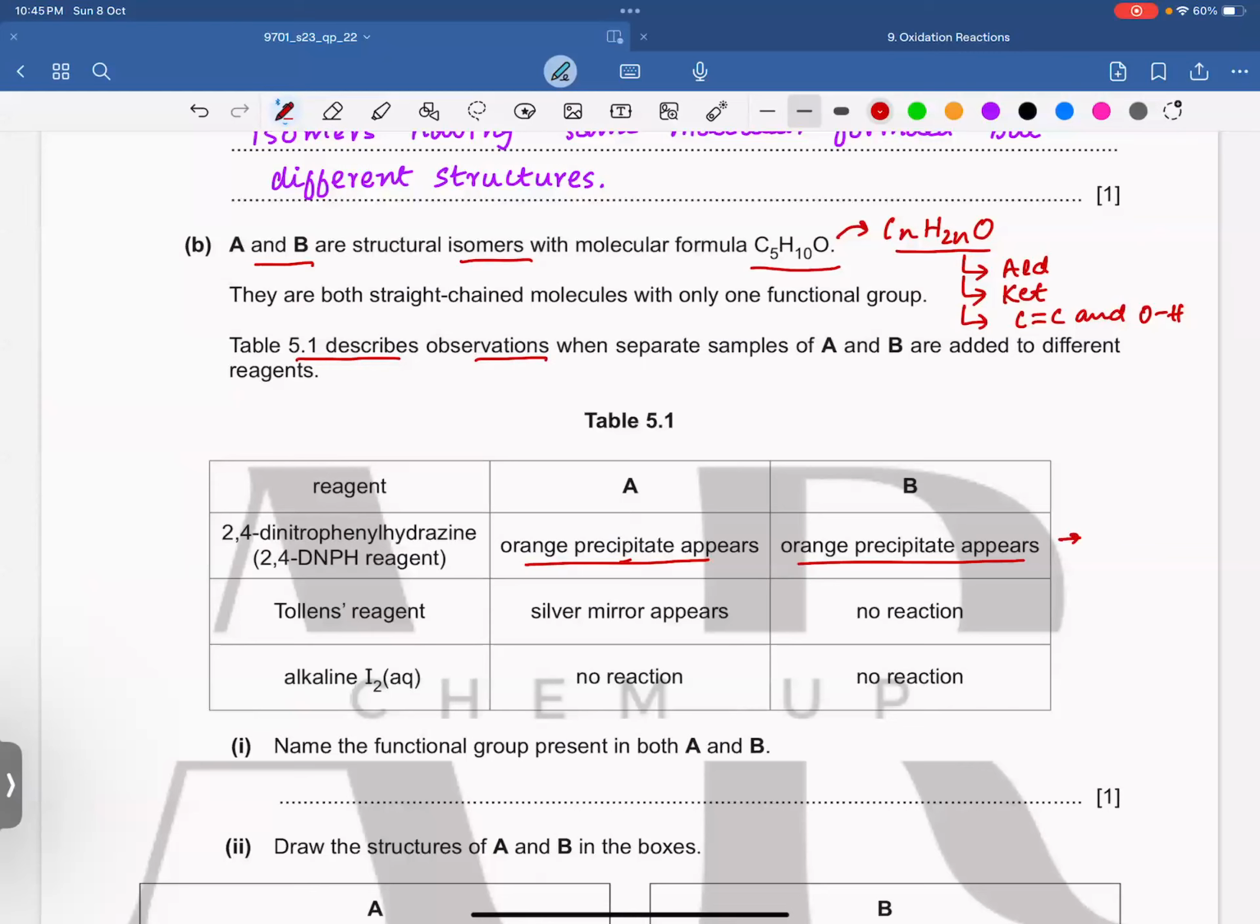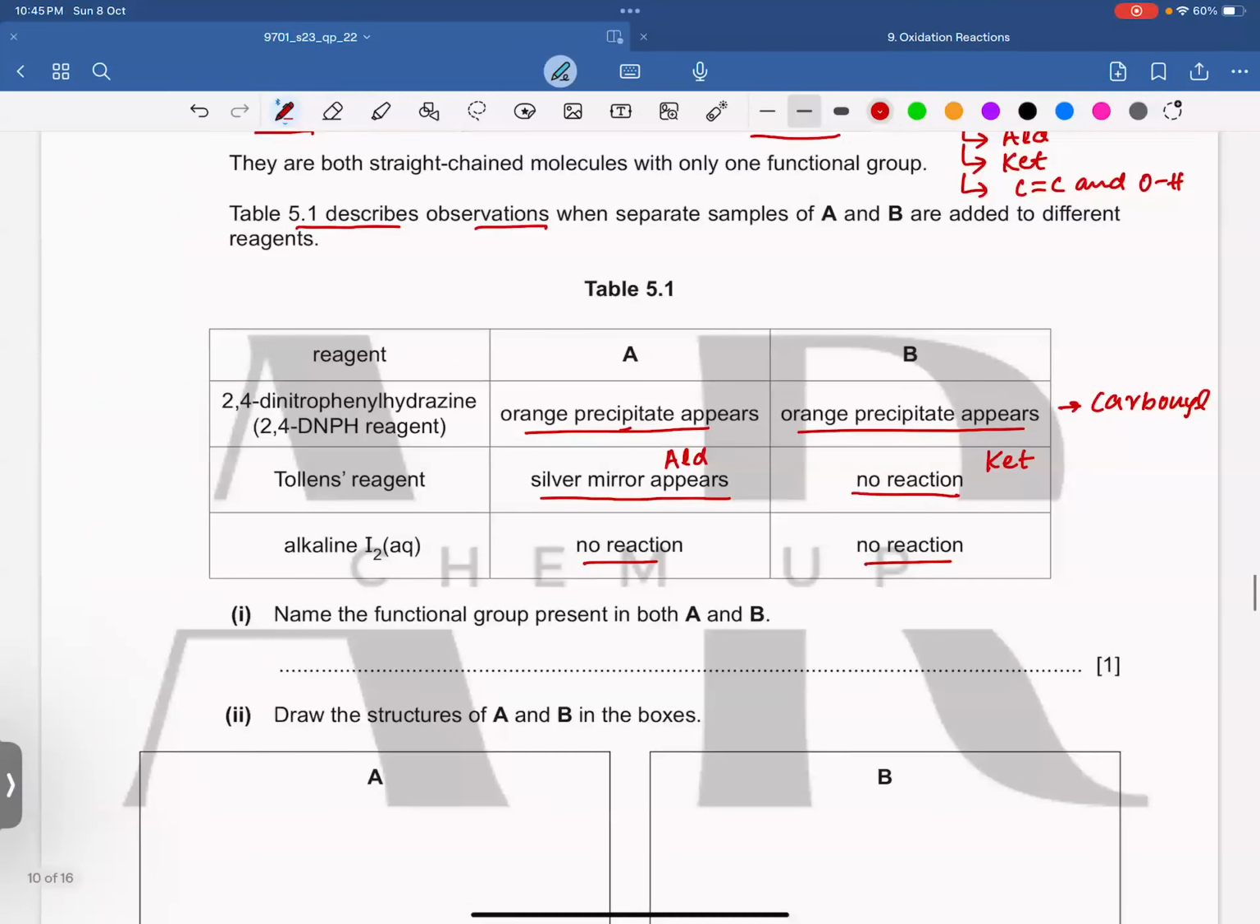So it means that both can be carbonyl. A is giving the silver mirror test positive and B is not. So we can then conclude that A is an aldehyde and B is a ketone. With aqueous alkaline iodine, there is no reaction. So it means one is an aldehyde and one is a ketone, but CH3 bonded to C=O is not present in the structure. The structure doesn't have C=O bonded to CH3 in both the cases.